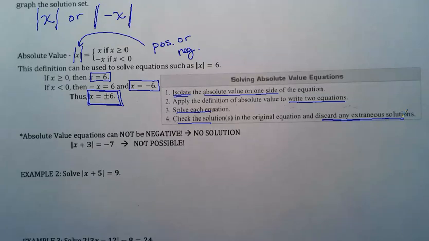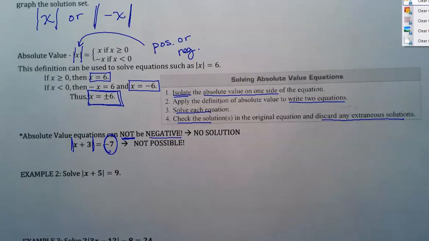The next note is absolute value equations cannot be negative. It's not possible. There's no solution. So if we have the absolute value of the quantity x plus 3 equals -7, that cannot happen. It cannot be negative. If you get an equation like this, you're like, nope, not possible, and you're done. Those are the nice ones to get.